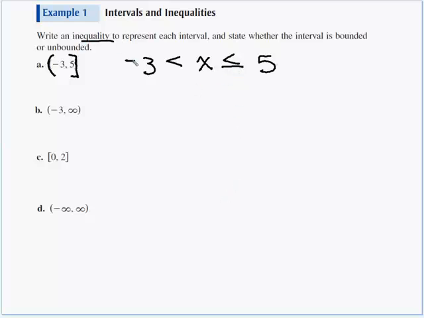So there's our inequality, and is it bounded or unbounded? Well, we have real number bookends. We have a negative 3 and a 5, so we are bounded. We're bounded below by negative 3. We're bounded above by the positive 5.